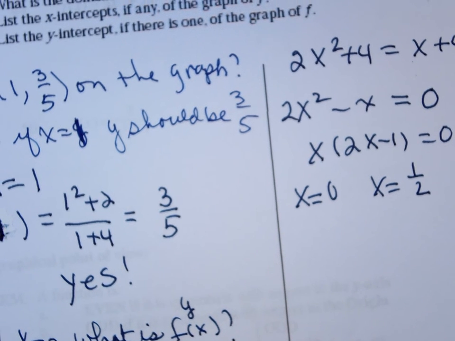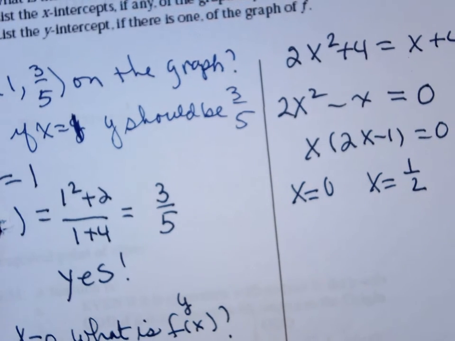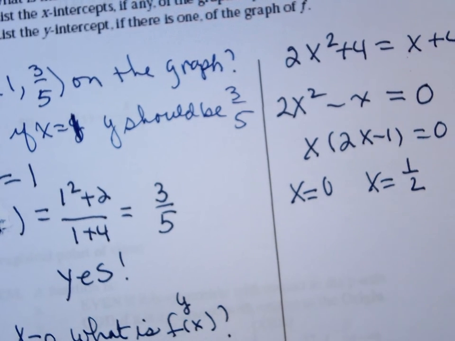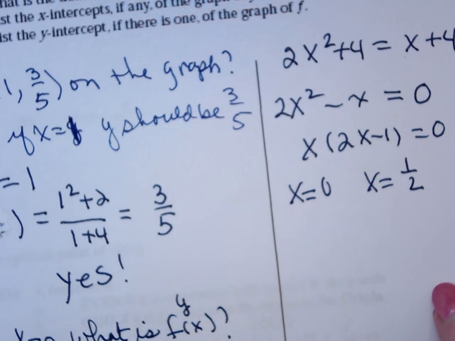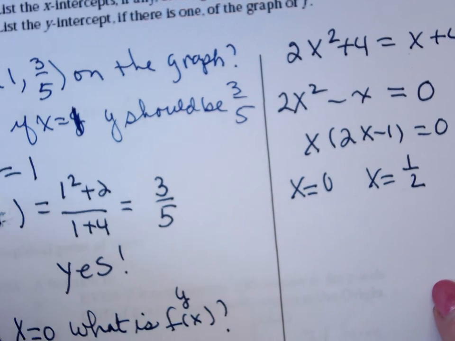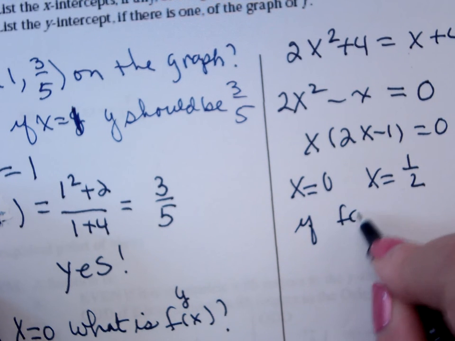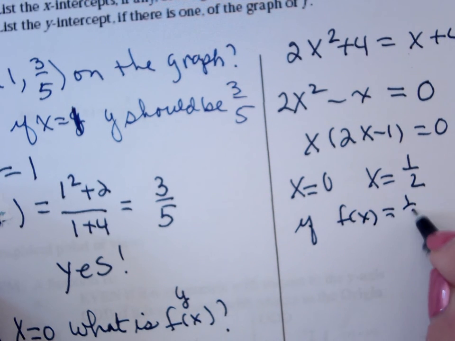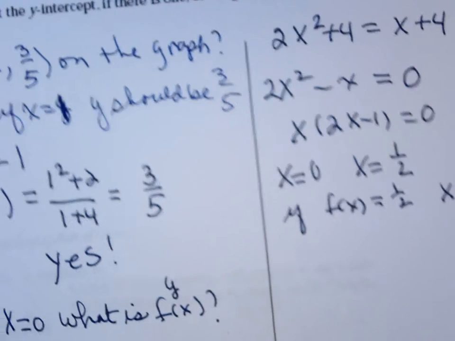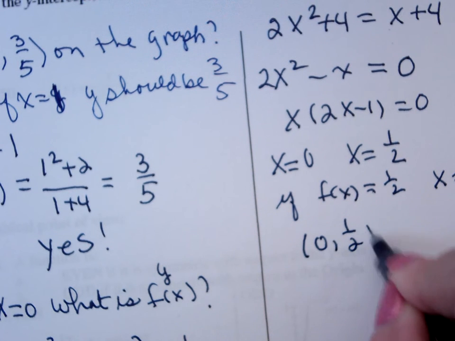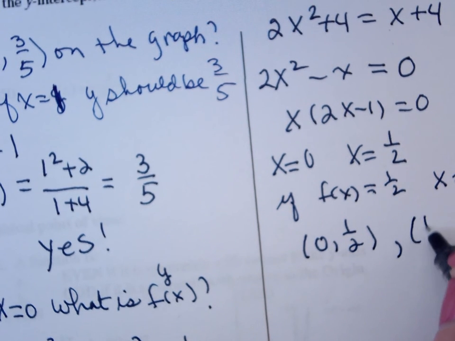There was a second one. And then it says, what are the points on this? Now this is where you have to be very, very careful, because the question was if f of x equals 1/2, x equals question mark. So y is a half. So it's 0, 1/2, and 1/2, 1/2.